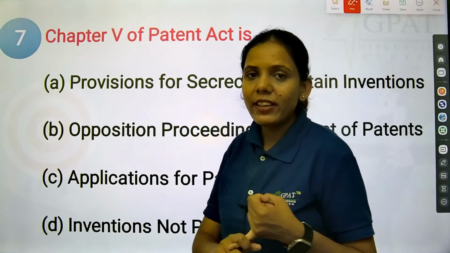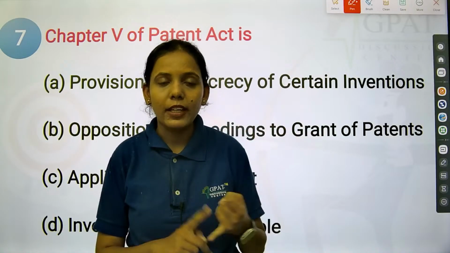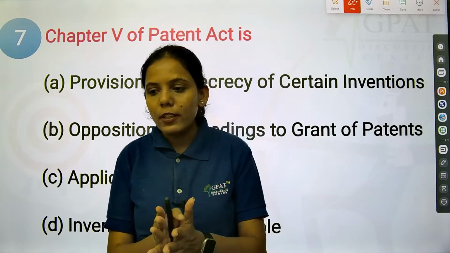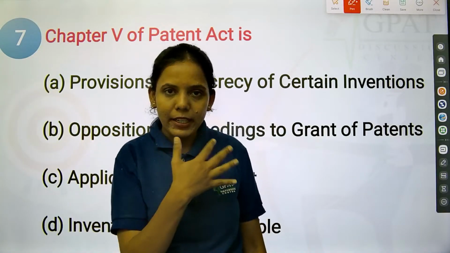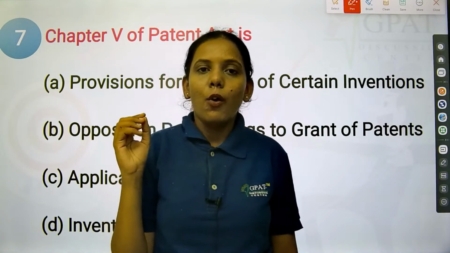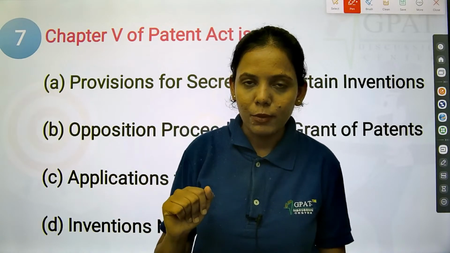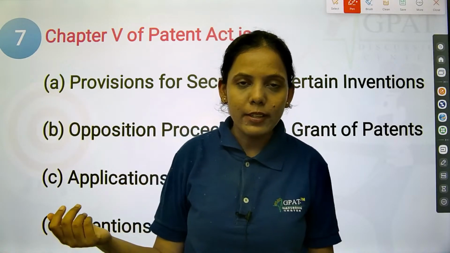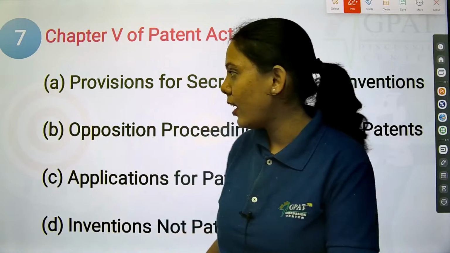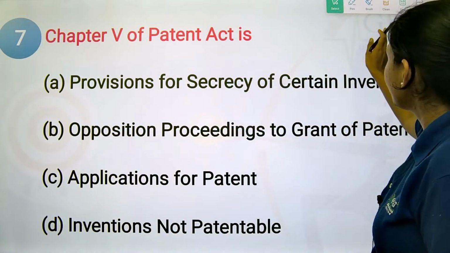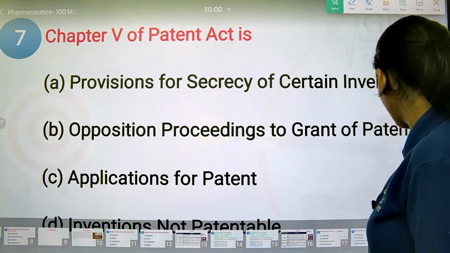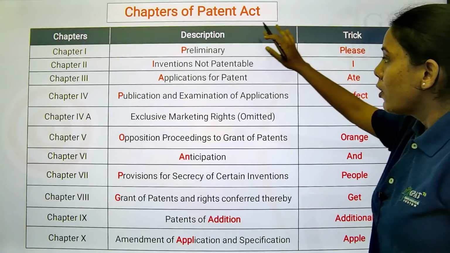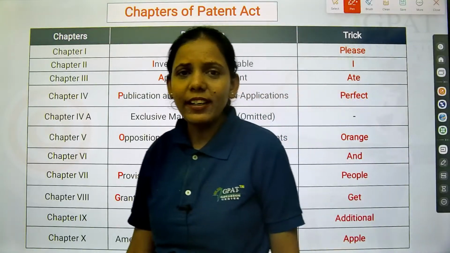Now the chapters, whether it is about any of the acts, chapters are very important. So for the Patent Act you should know the chapters. Here they are asking what is chapter 5 of the Patent Act. Most of you will see the chapters for the Drugs and Cosmetics Act and all, but here also it is important. Again, many chapters are there, so there is a trick to remember. So many chapters are there. Definitely it is difficult to remember.